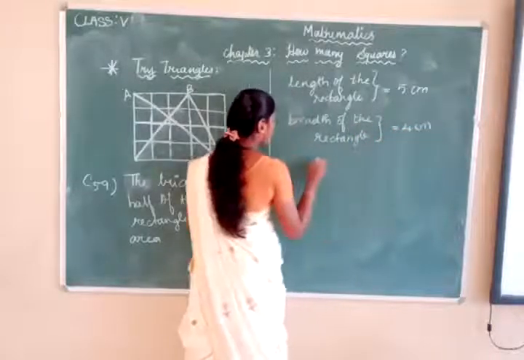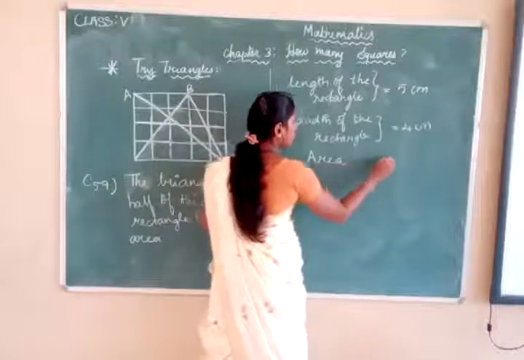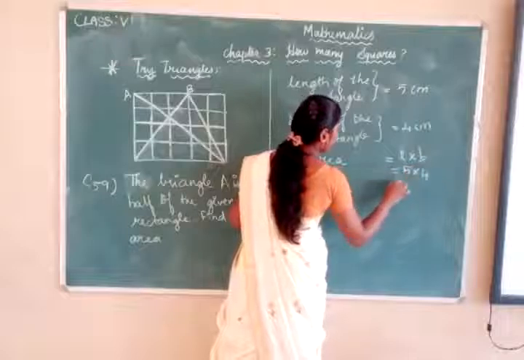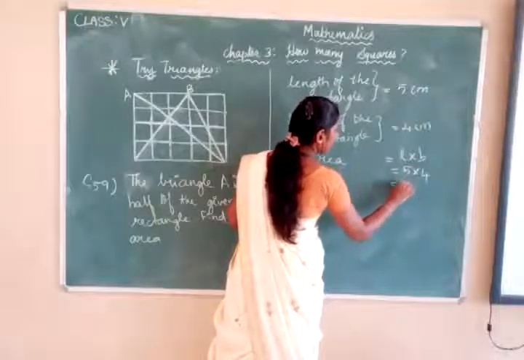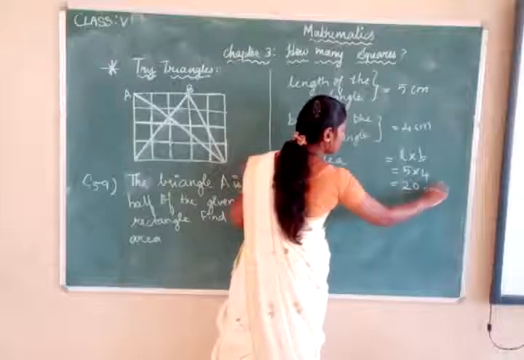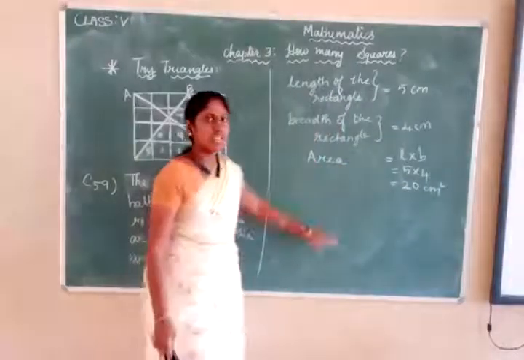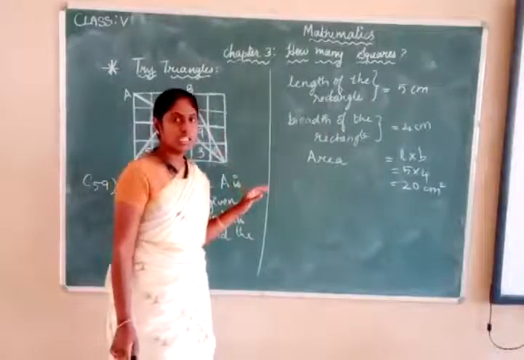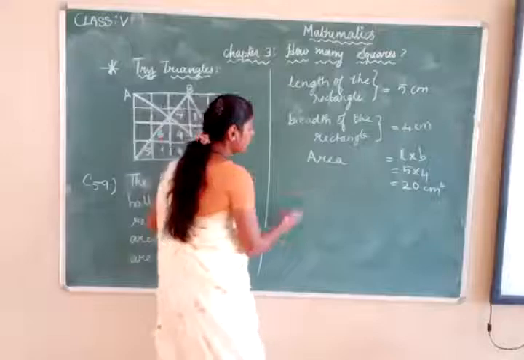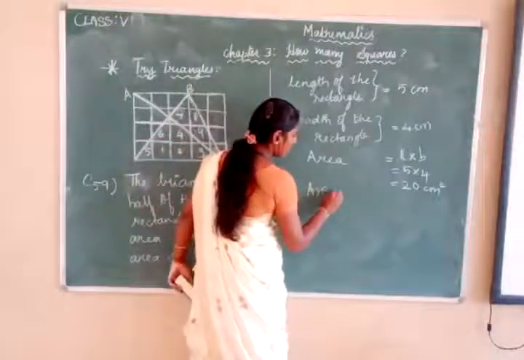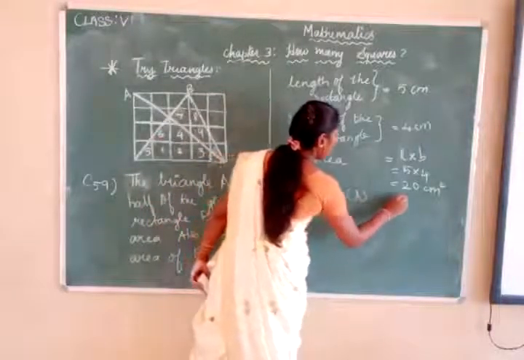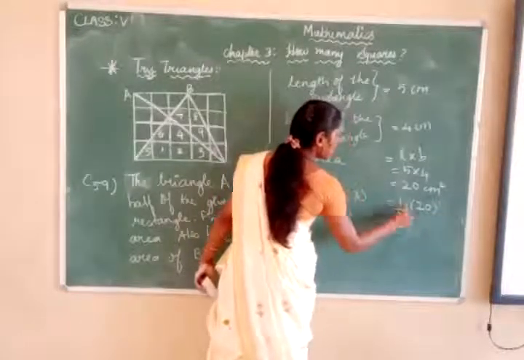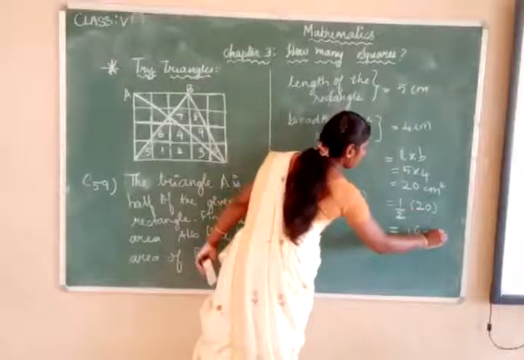So then what is the area? Area is equal to length into breadth, that is 5 into 4, so that is 20 centimeters square. Is it clear? So this is the area of the rectangle, but what is asked in the question is to find the area of the triangle A. That is half of the rectangle. So the area of triangle A is half of 20. What is half of 20? 10 centimeters square. Is it clear?